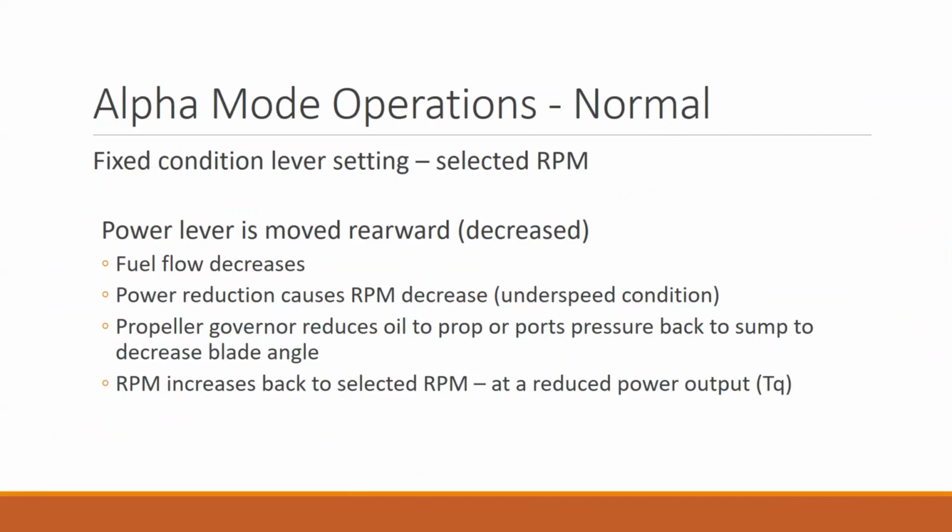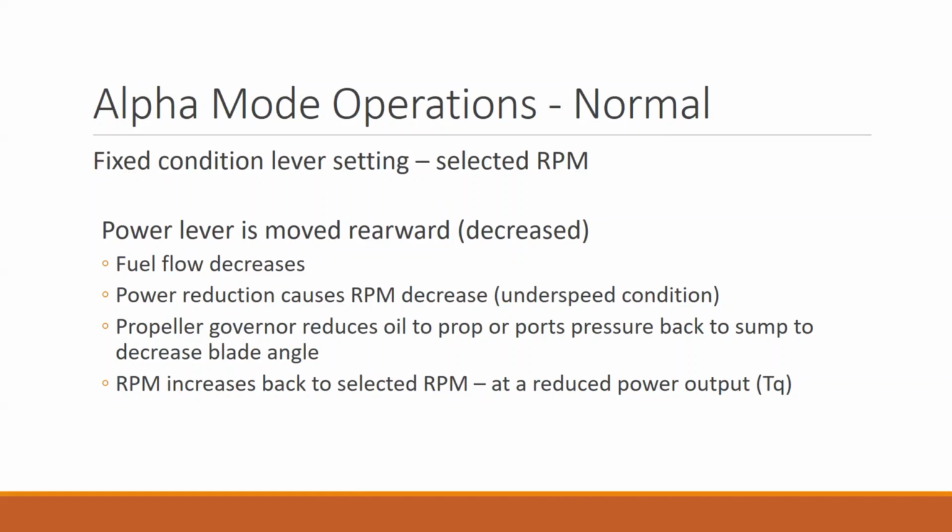I have a mistake in my slides, and I apologize. This line right here got swapped on the two slides, the third line down. This one should cause RPM decrease. The prop governor should port oil out to the propeller to decrease blade angle.